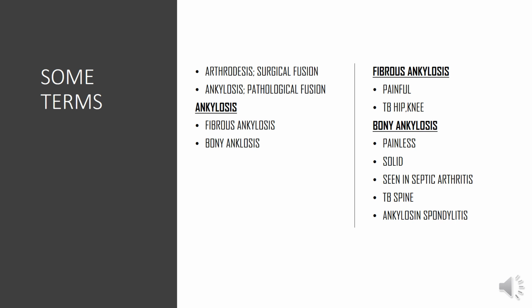Now, some terms. Arthrodesis means surgical fusion. Ankylosis means pathological fusion. So, ankylosis, there are two types: fibrous ankylosis and bony ankylosis. Fibrous ankylosis is painful, FF. It is seen in TB hip and knee.